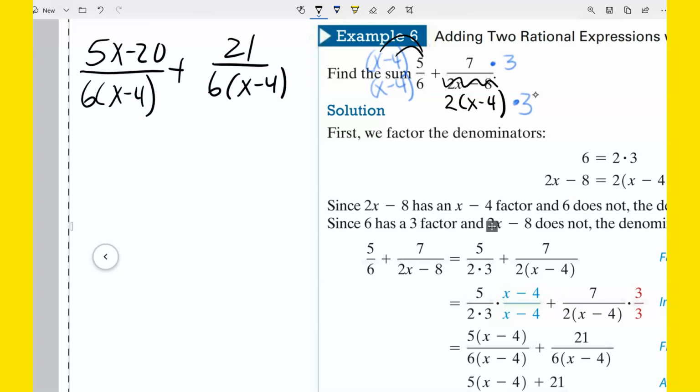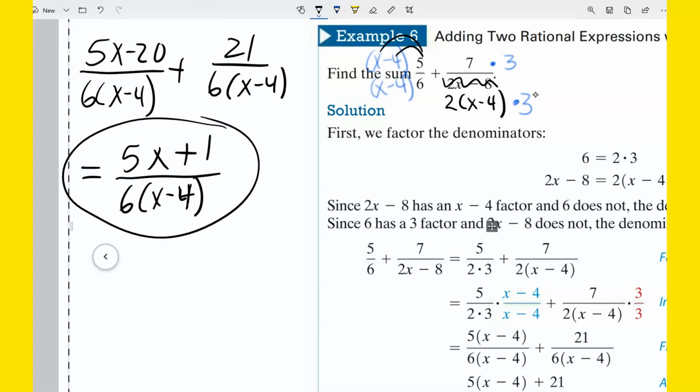The denominators are now the same, so I can just combine my like terms on top. 5x is going to stay as it is. Minus 20 combines with plus 21 to get plus 1, over 6 times x minus 4. And there's no factoring to be done. There's no reducing that I can do, so that is my answer.